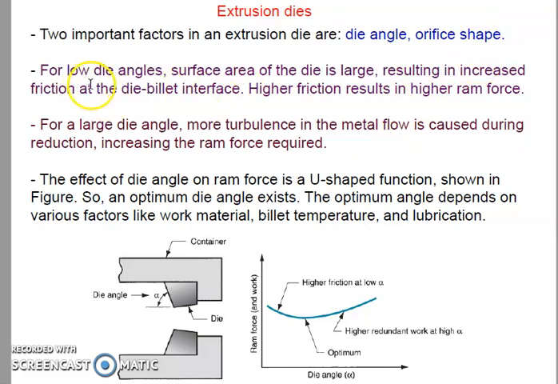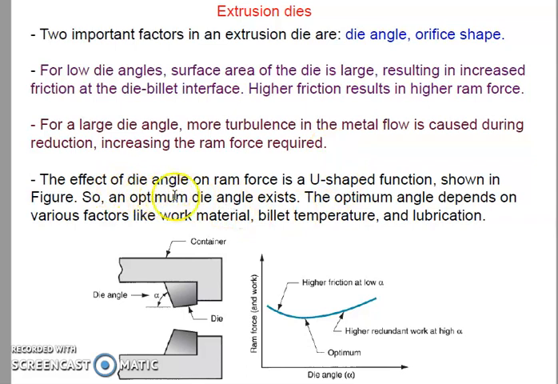For low die angles, the surface area of the die is large, resulting in increased friction at the die billet interface. Higher friction means a higher ram force is required to move the work material towards the die. For a large die angle, more turbulence in the metal flow is caused during the reduction, so increased ram force is required.